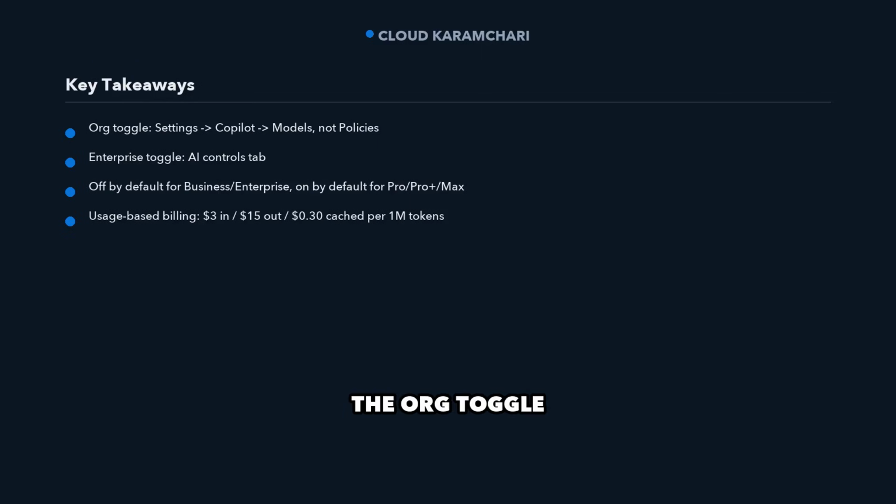To sum up, the org toggle lives under Settings, Copilot, Models, not Policies. The enterprise toggle lives under AI Controls. It's off by default for business and enterprise, on by default for Pro, Pro Plus, and Max. And billing is usage-based: $3 in, $15 out, 30 cents cached, per million tokens.